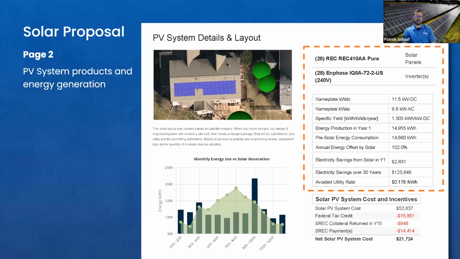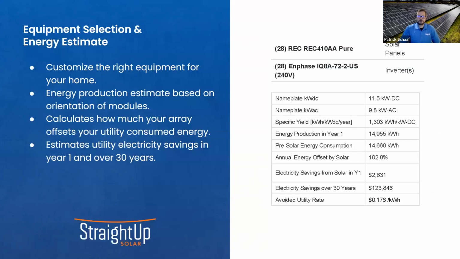Another thing on page 2, you'll see the PV system products and energy generation. So that's sort of taking the bar graph and extrapolating that data to a full year and showing you the system size, the equipment that we're going to be using, the energy production in 1 year. It looks at your pre-solar energy consumption, so you can see that annual energy offset by the solar. We estimate the electrical bill savings from the solar in year 1, and then also the savings over the lifetime of the system, which is estimated to be about 30 years. And then we also show you what the avoided utility rate would be. That means the rate that you're offsetting by going solar.